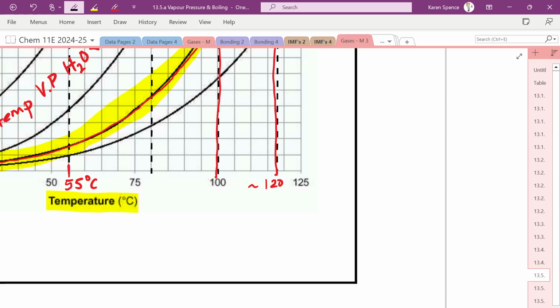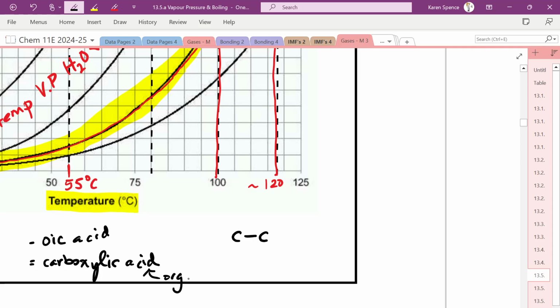We have eth. So how many carbons? 2. It's an oic acid, so that means it is a carboxylic acid. Do you remember what the carboxylic acid group is? How do we make an organic acid? What do organic acids have in their formula?